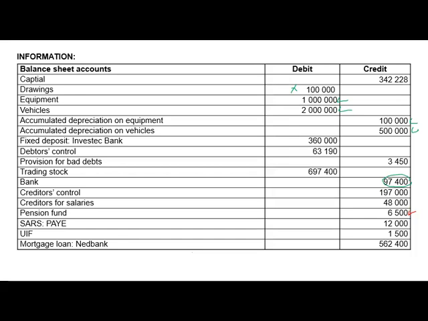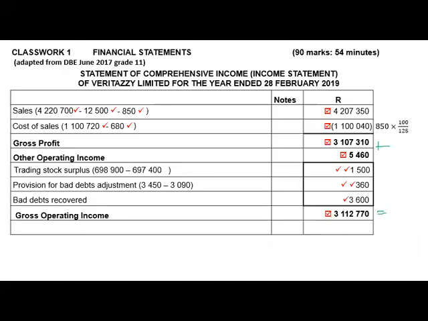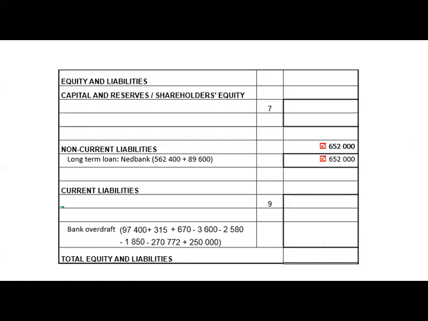I just realized as I'm getting to the end, I keep on saying my bank overdraft was 7,800. Actually, it's 97,400. That's why you always saw 97,400 here. You're probably asking yourself, where does 7,800 come from? Please note that it's 97,400. Okay.